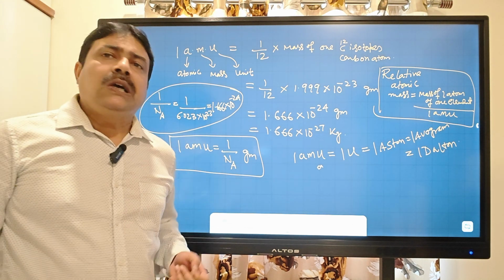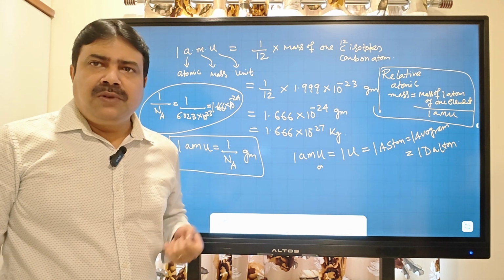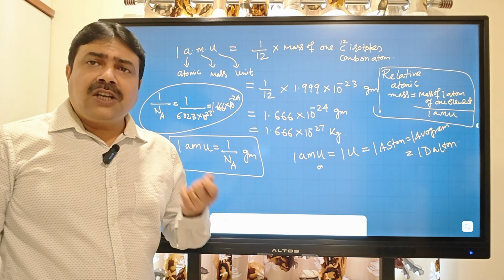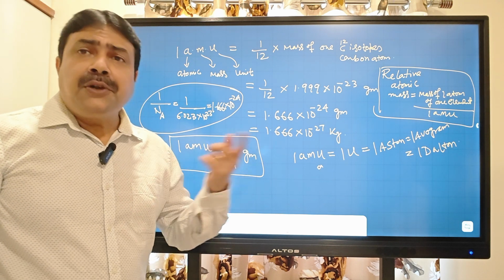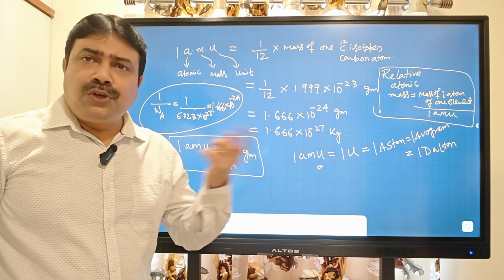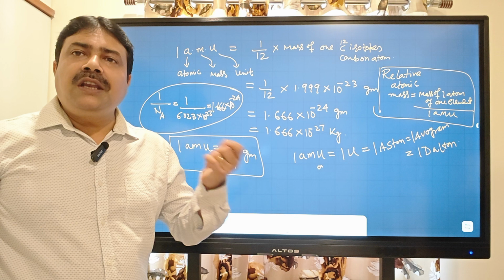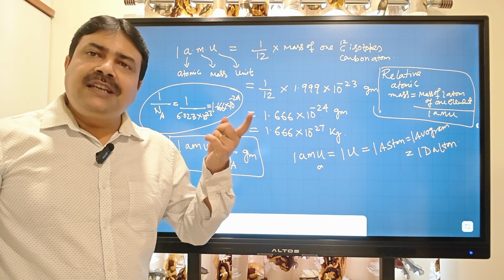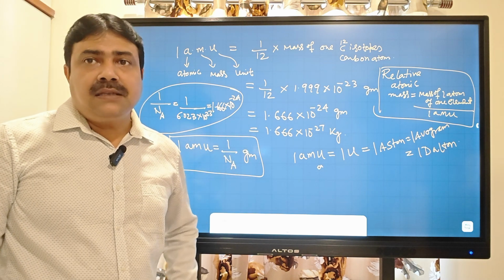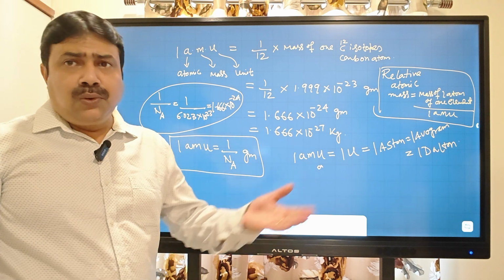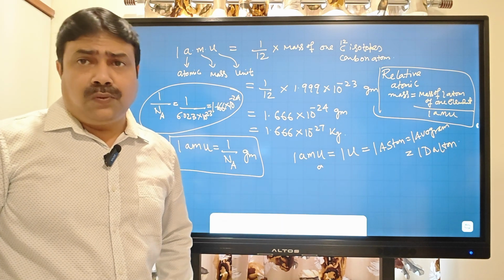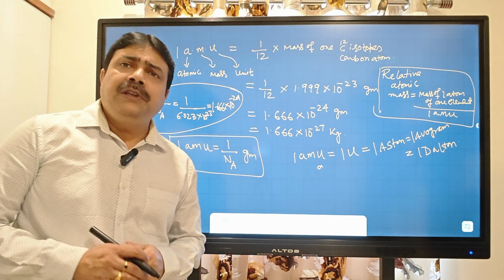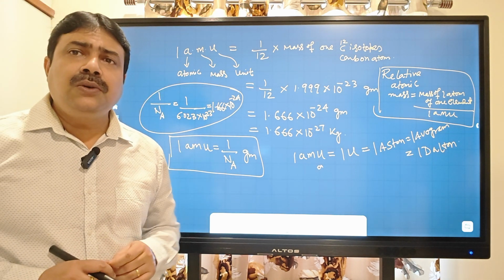Like the mass of one oxygen atom, 16 amu. That means one oxygen atom is 16 times heavier than 1 amu. Like nitrogen, one atom, 14 amu. That means the mass of one nitrogen atom is 14 times heavier than 1 amu. The idea is like this: whatever value is there, that many times it is heavier with respect to 1 amu. So from the periodic table, that is the basic thing we need to remember.